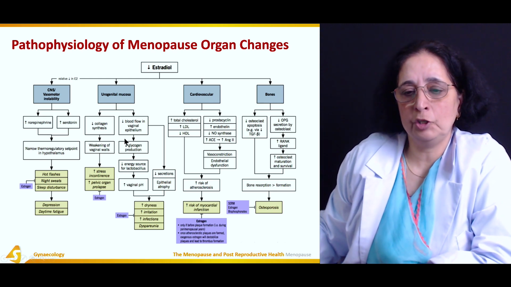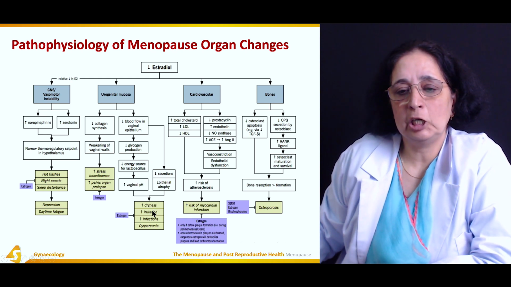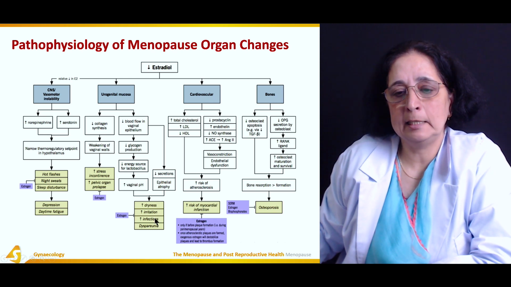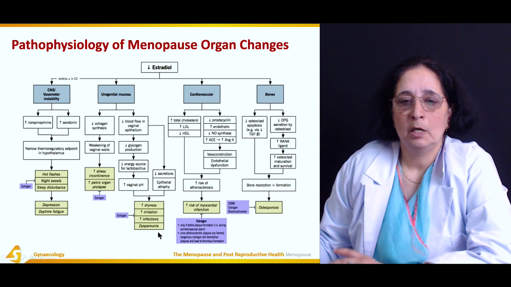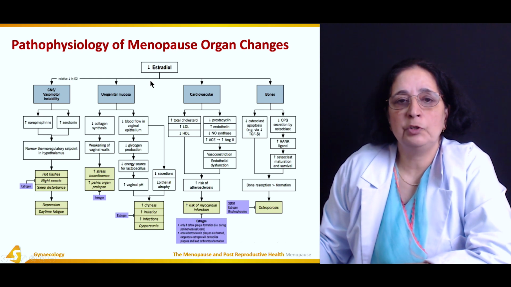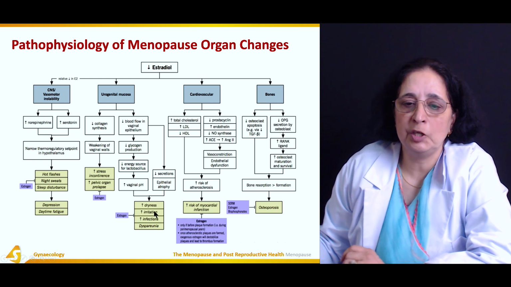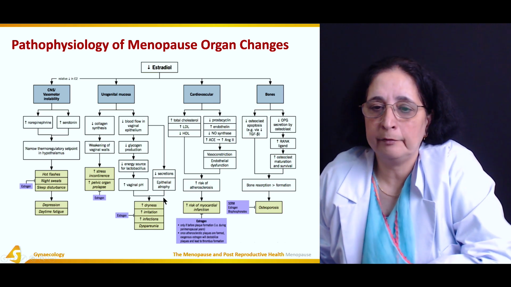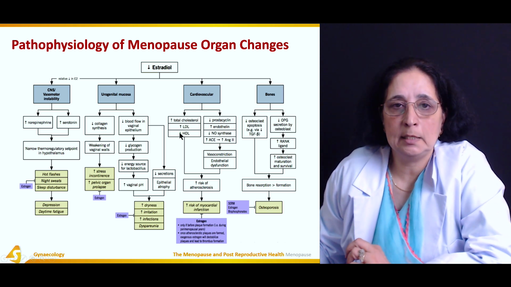So decreased estrogen ultimately causes dryness, irritation, infection, and dyspareunia in the vagina. Dyspareunia is painful intercourse. So these are the effects of decreased estradiol in the urogenital mucosa, finally leading to dryness, itchiness, dyspareunia, and different infections.